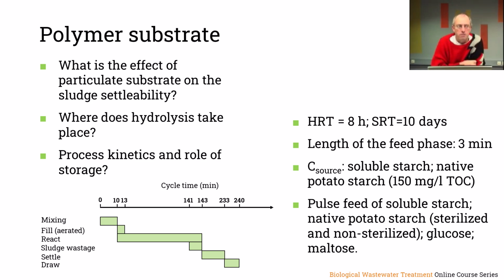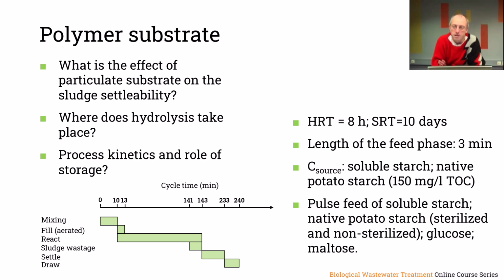Now this is all for soluble substrates, but we also can have particulate substrates. And particulate substrates need hydrolysis. If you have, for instance, starch, the substrate we used here, starch has to be hydrolyzed into maltose, and the maltose is taken up by the bacteria. Now the problem here, if you think about it, is that the hydrolysis of the starch is a slow process.